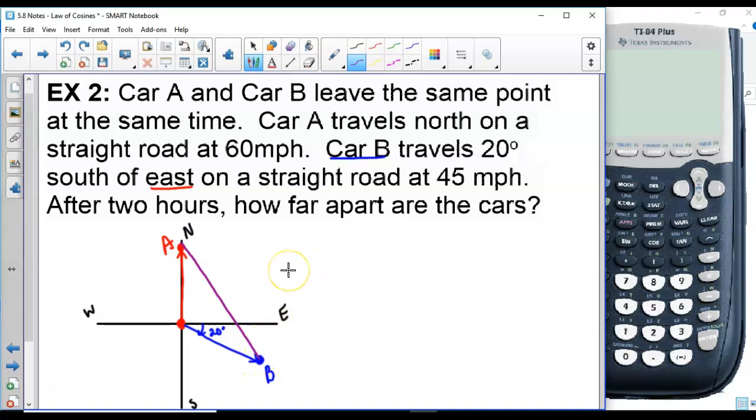So first we have some angles, but we do not have any lengths of sides right now because it just gave us speeds. But if car A travels for 2 hours at 60 miles per hour, then Boone, how far did car A travel? For 2 hours, 60 miles per hour. 120. So this car has gone 120 miles. Okay? And then, Adam, what about car B? How far has it gone? 90. Good.